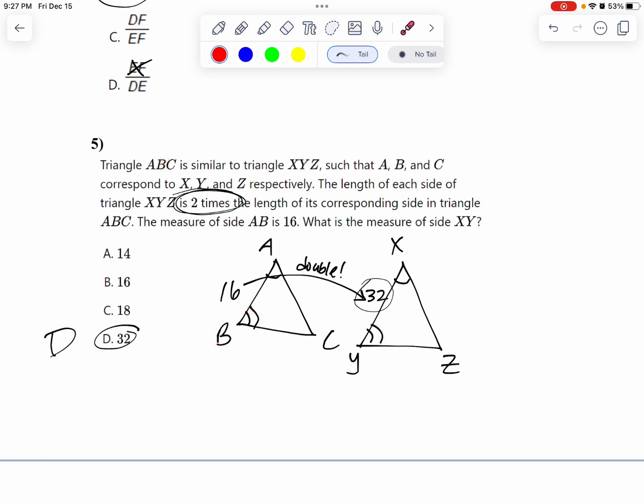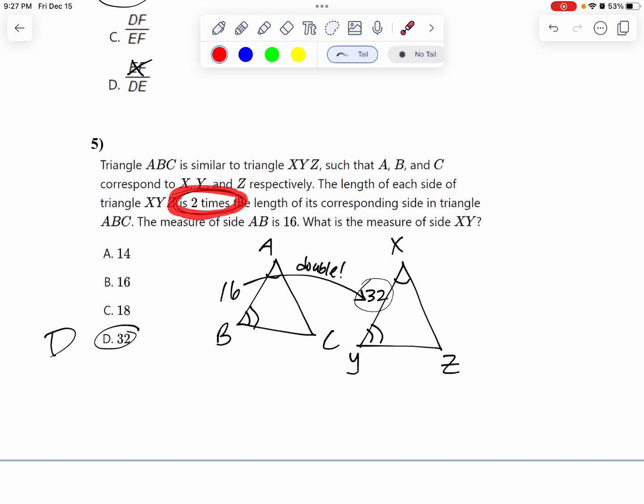And I also swooped those to make it easy for me to remember. The A, I single swooped. Great. And then the last letter is C, has to match up with Z. Those are my last letters. The length of each side of the triangle is twice, double.